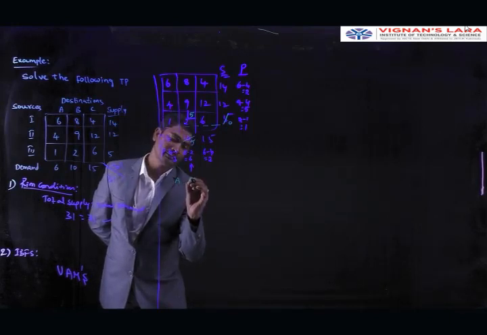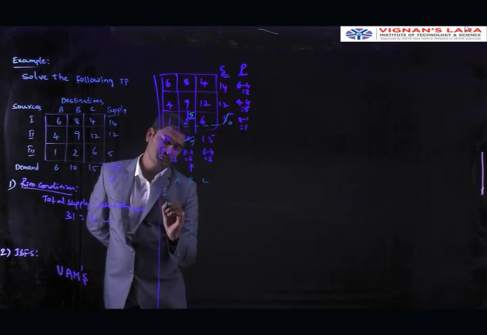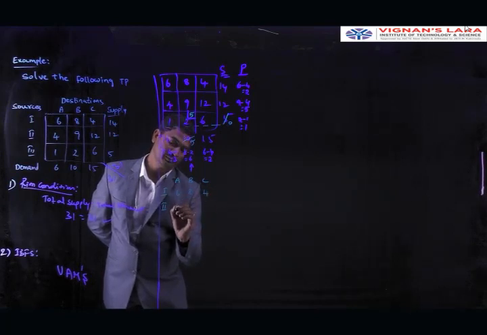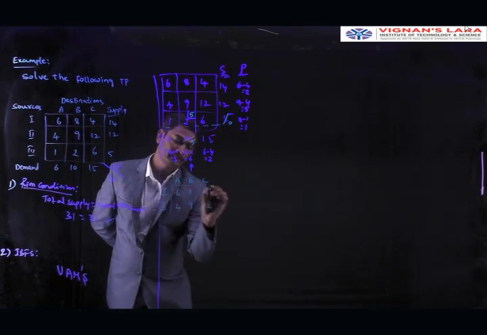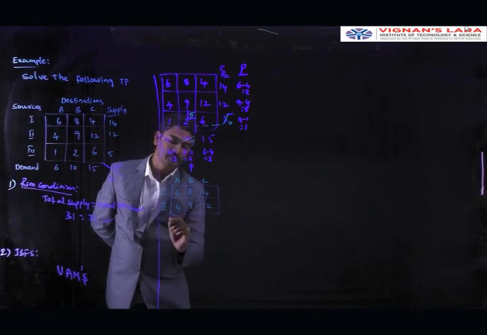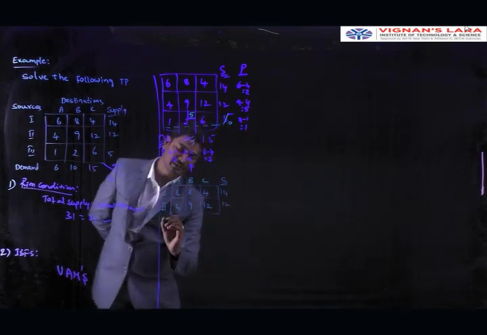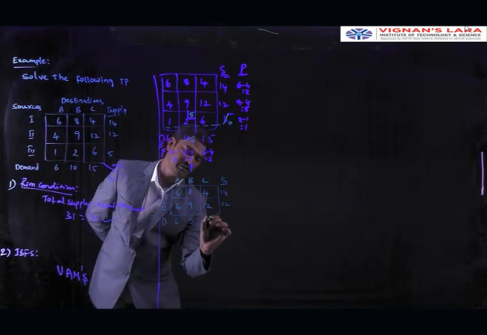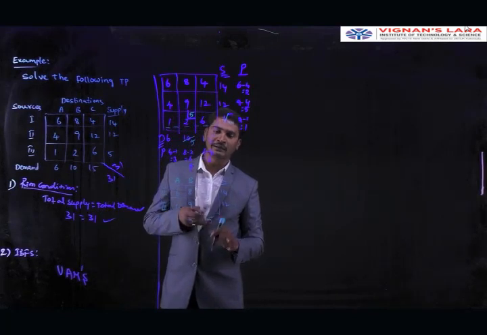A, B, C and 1, 2, 6, 8, 4, 4, 9, 12, and here the supply is 14, 12, the demand is 6, 5, 15. Okay. Now again I am going to calculate the penalties.